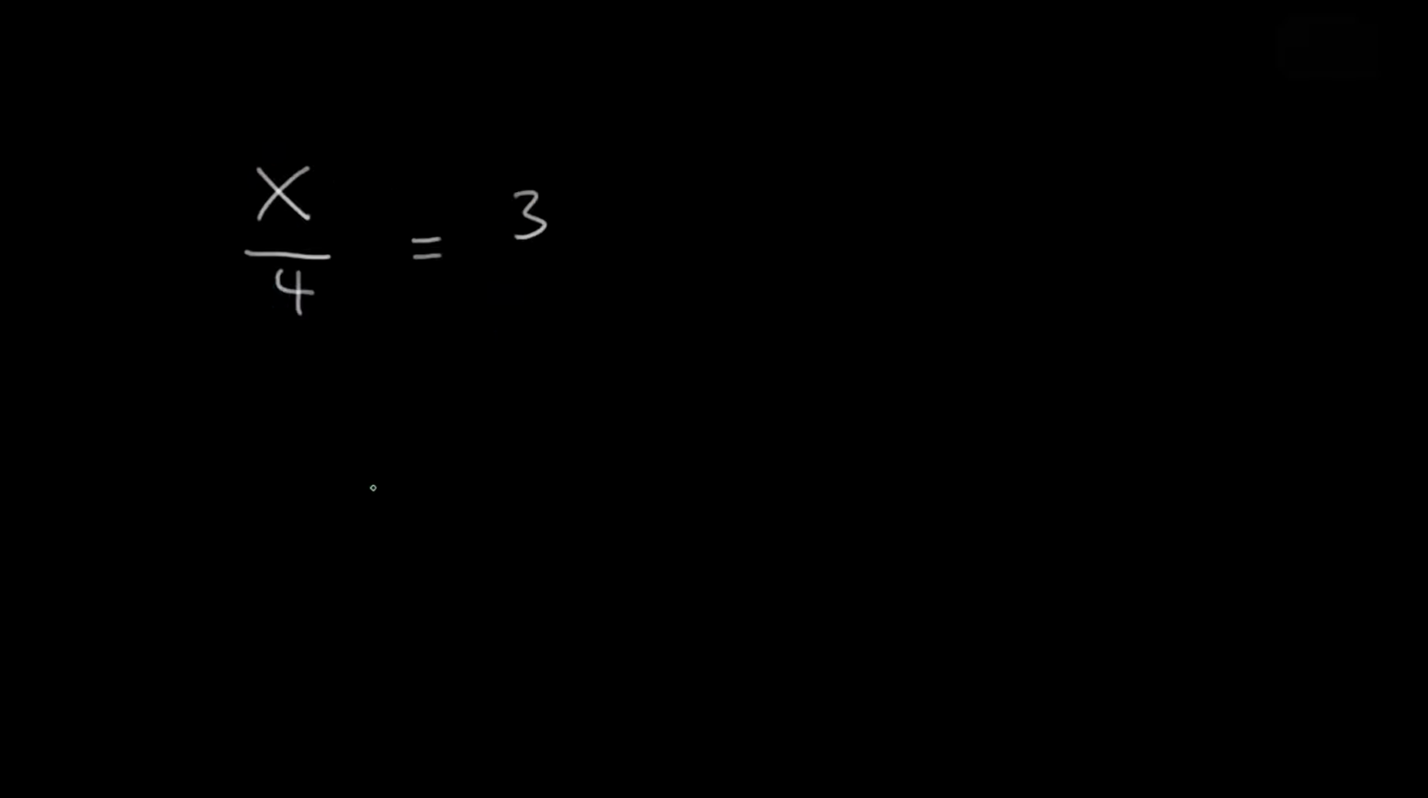Okay, let's try another one. This time we have x over 4. Now, one thing you need to remember is that the fraction symbol is the same thing as division. So this is the same thing as writing down x divided by 4. Now, last time when we had multiplication, we did division. So this time when we have division, we should do multiplication. So what we do is we're actually going to multiply both sides by 4. 4 divided by 4 is 1. 3 times 4 is 12. So we get a final answer of x equals 12.